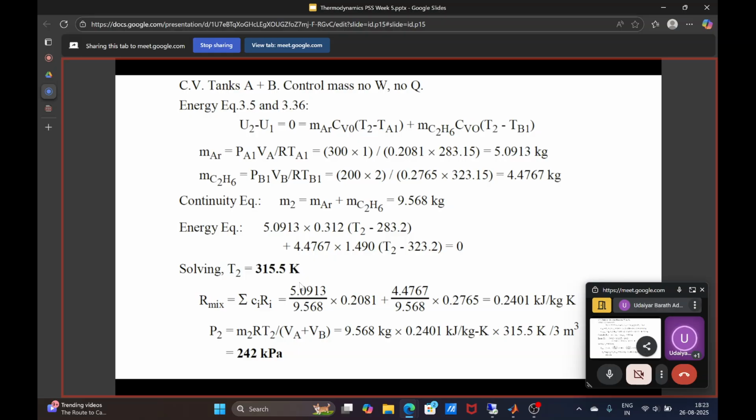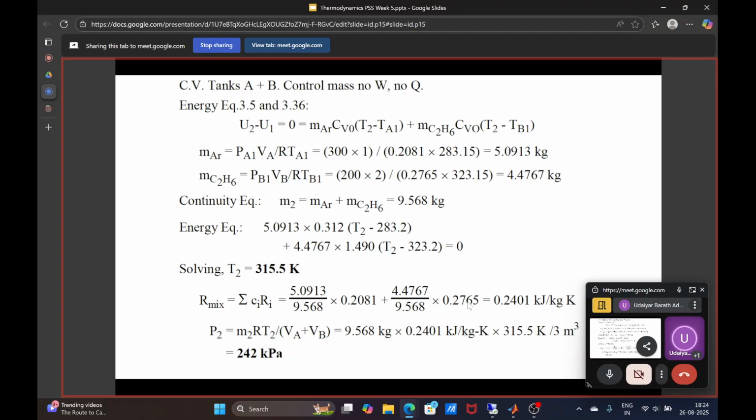The resulting mixture's gas constant is the summation of the mass fraction times the individual gas constants. The mass fraction is the mass of that gas divided by the total mass. So for argon it is 5.0913 divided by the total mass 9.568 multiplied by the gas constant of argon, which is 0.2081, and similarly for ethane, 4.4767 divided by 9.568 multiplied by the gas constant of ethane, 0.2765.